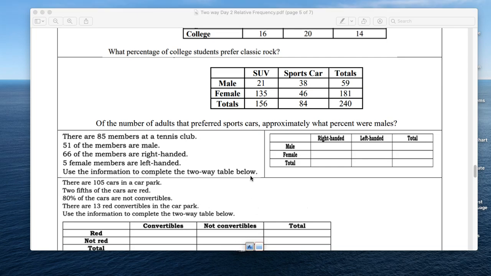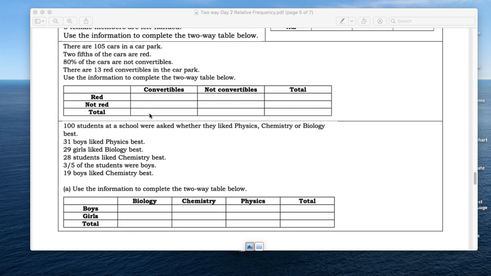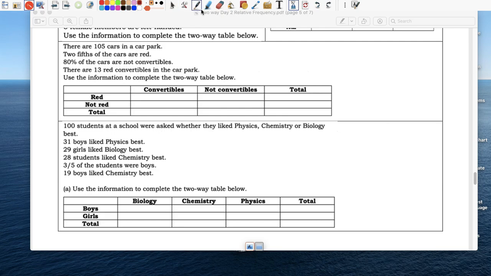On to the next one. Right off the bat, you can put 105 right here. 2/5 of the cars are red. So if there's 105 cars in total, we multiply that by 2/5. That would be 42, because 105 divided by 5 is 21, and 21 times 2 is 42. So we're going to write 42 right here. Which means 105 minus 42, 63 cars over here that are not red. Okay, so just that information gave us all that.